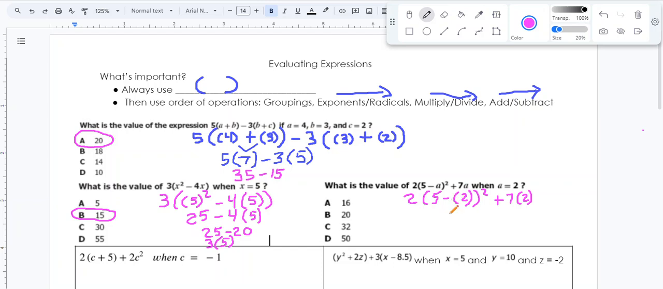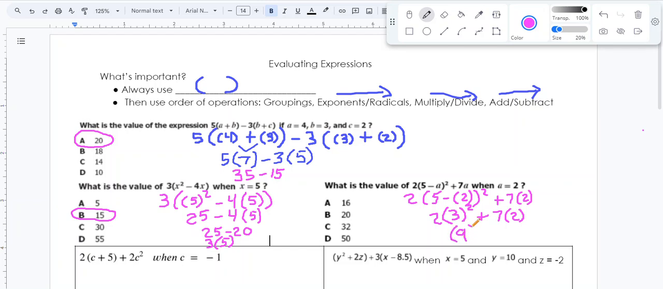All right, so I have to do inside my parentheses first. I have 5 minus 2, which is 3. So inside that parentheses is 3, and then I see that we also have a squared on the outside of that parentheses. So I have to do that next, because my next step after groupings is exponents and radicals. 3 squared would give me 9.